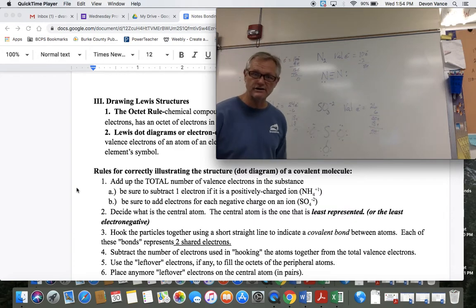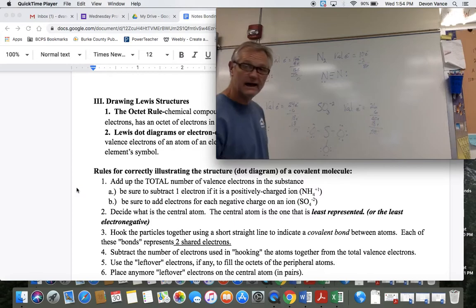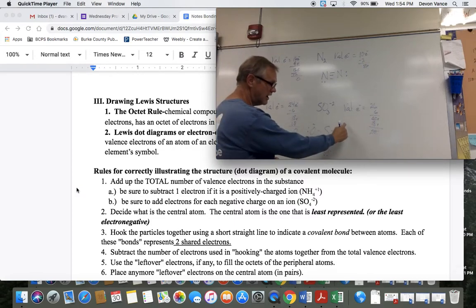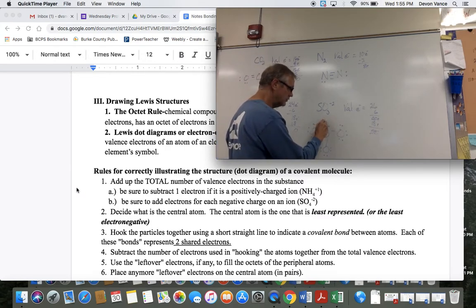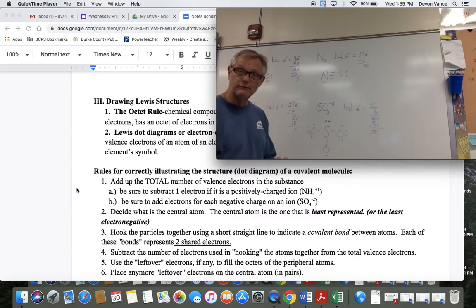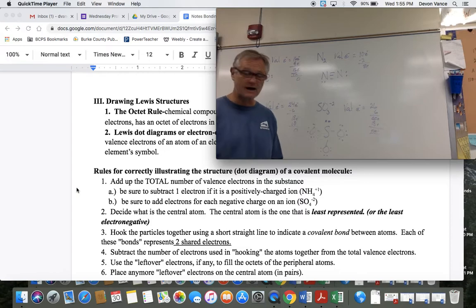Those 2 electrons, I have to place them. I can't just say they're extra. Anything that you have left after octet, octet, octet for your peripherals has to go on your central element. So now I just put those 2 together. I have 2, 4, 6, 8, and everybody else is at the octet rule.